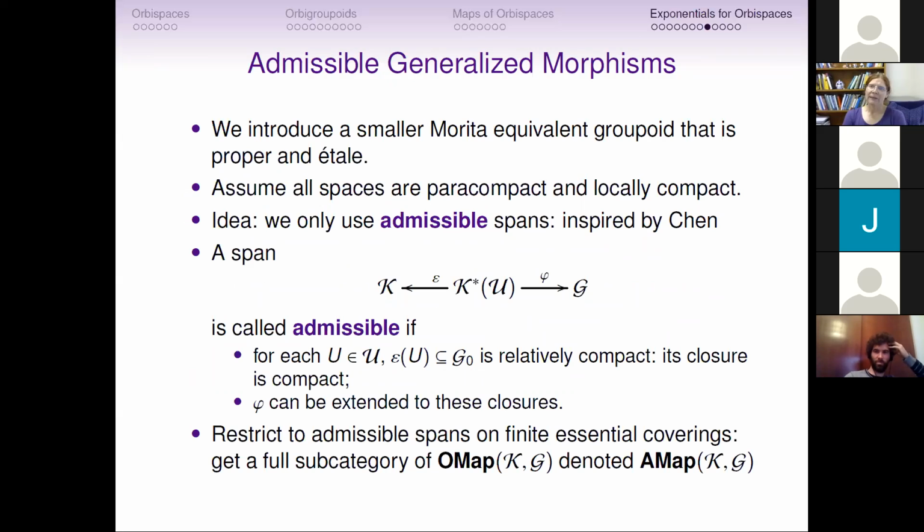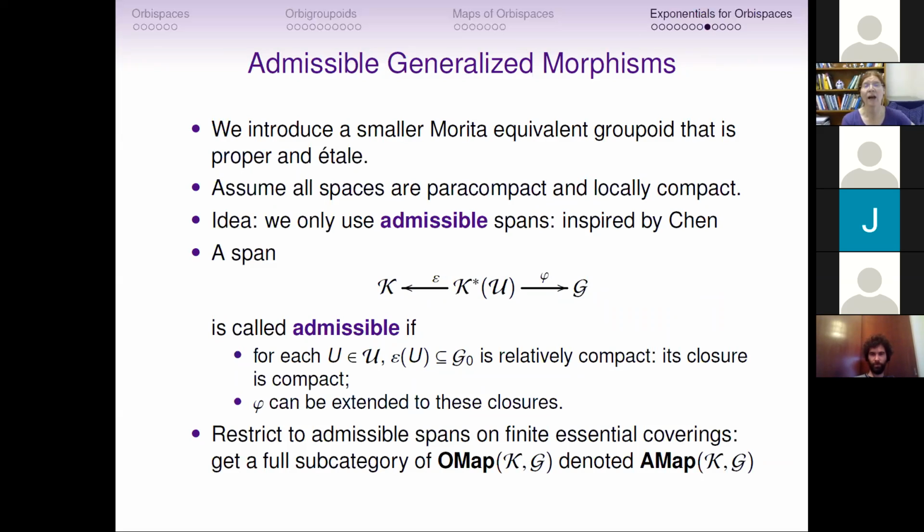We go back and look at what Chen did in his results. Again, he was not quite topologizing the Orbi groupoids. He managed to get an enrichment for the quotient space, but not over the entire Orbi groupoid. But we pulled some of our inspiration from there. And so we have a new kind of span, which is called admissible. These are relatively compact, and so we can restrict even further to these admissible spans.